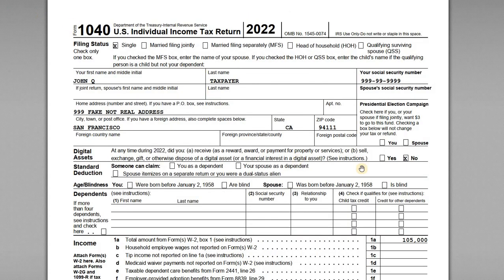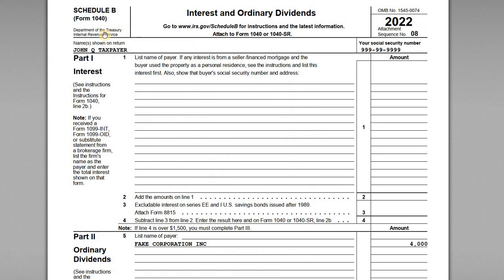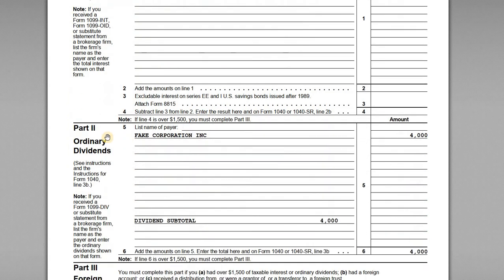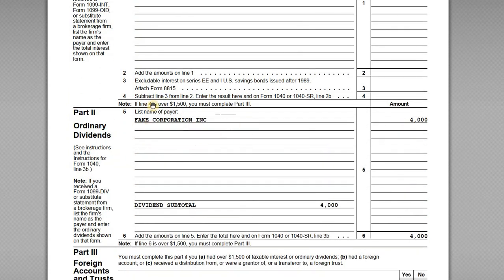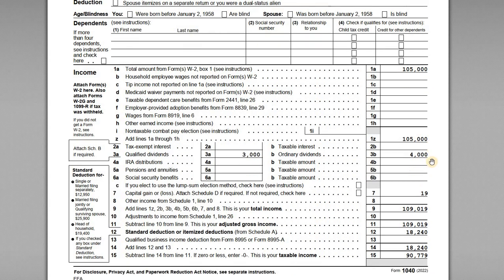So where does he report that information? Well, if we start with Schedule B for the dividend income, he has Part 2, ordinary dividends, Fake Corporation Inc. He's reported the $4,000 in ordinary dividend income. And of the $4,000, $3,000 was qualified. So we can see $3,000 in qualified dividend income there. We have ordinary dividend income of $4,000 here. And so he computes the federal income tax he owes using the qualified dividend and capital gains worksheet and figures out, okay, how much in tax do I actually owe?